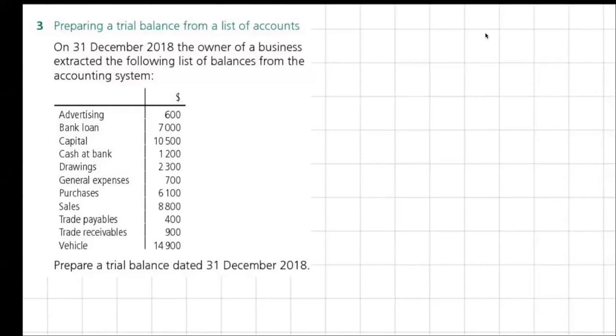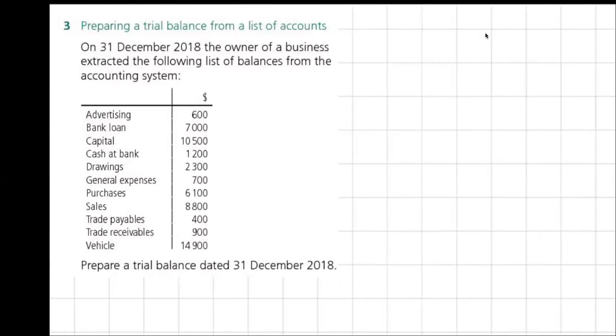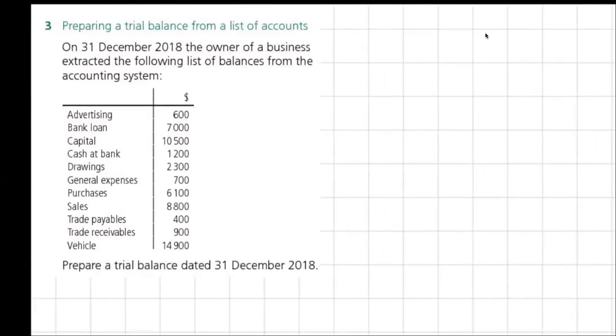This will be practice questions 2.6. Question number 3. Preparing a trial balance from a list of accounts. On 31st December 2018, the owner of a business extracted the following list of balances from the accounting system. So you can actually see everything here, and then they asked us to prepare a trial balance dated 31st December 2018. So first we need to write the title.